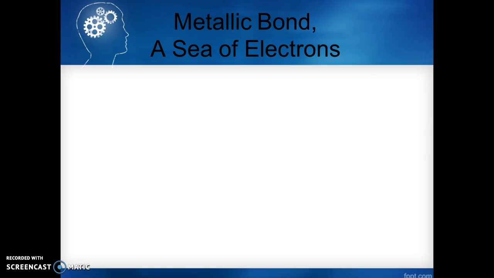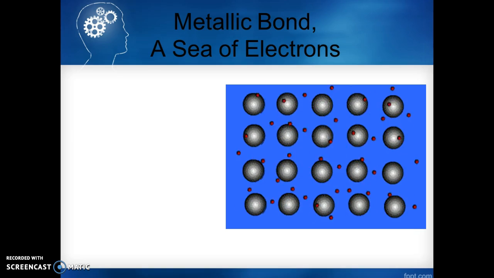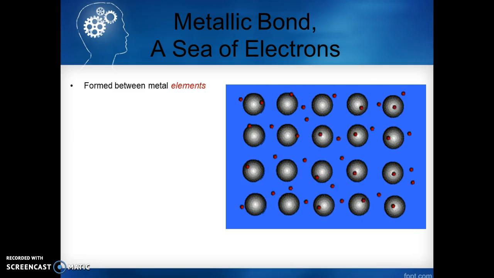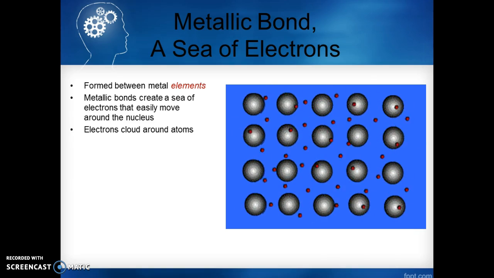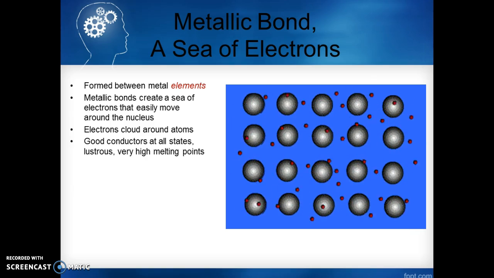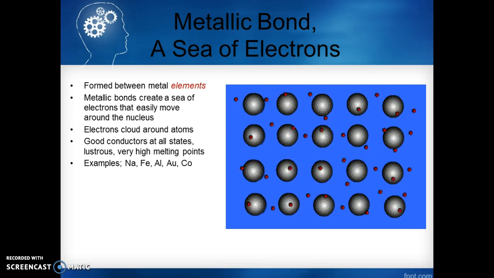So the last type of intramolecular bond we're going to look at here is the metallic bond. So this type of bond makes what we call a sea of electrons. Formed between metal elements, metallic bonds create a sea of electrons that easily move around the nucleus. Electron clouds form around these atoms. And this explains why metals are such good conductors of heat and electricity. They also are very lustrous and they have very high melting points.